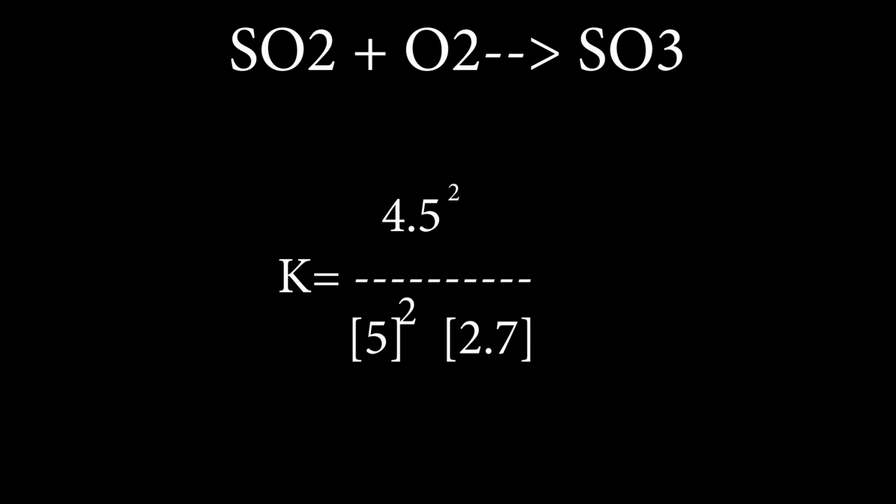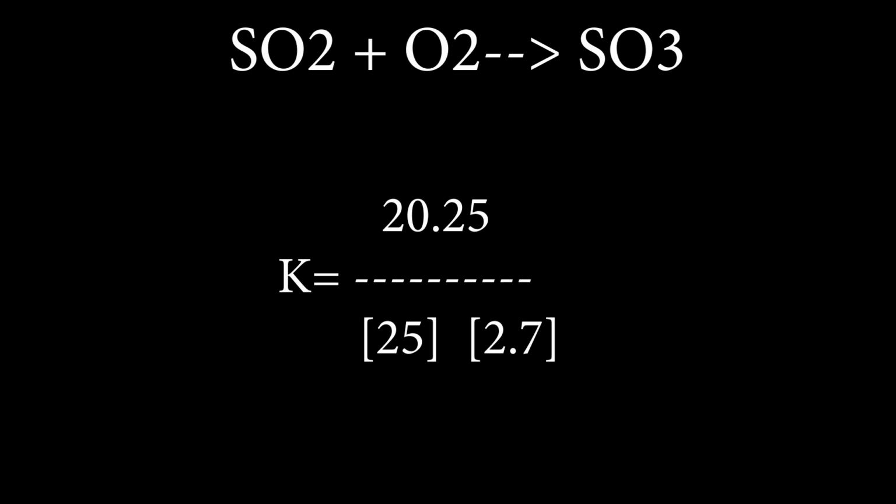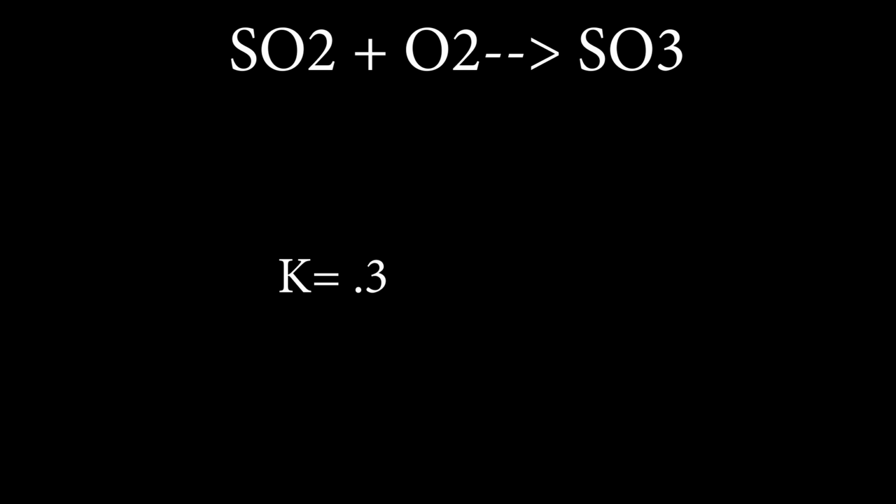First, we worry about the exponents, so we square these two numbers. 4.5 becomes 20.25, and 5 becomes 25. Now we multiply the denominators first to get one number. We then get 67.5. The last step is to divide 20.25 by 67.5. We then get 0.3, so K is equal to 0.3.